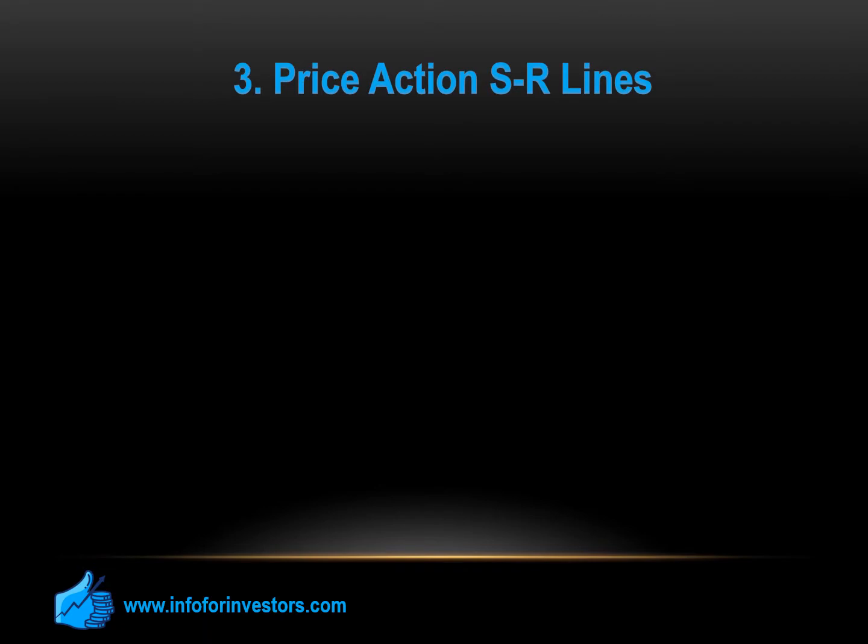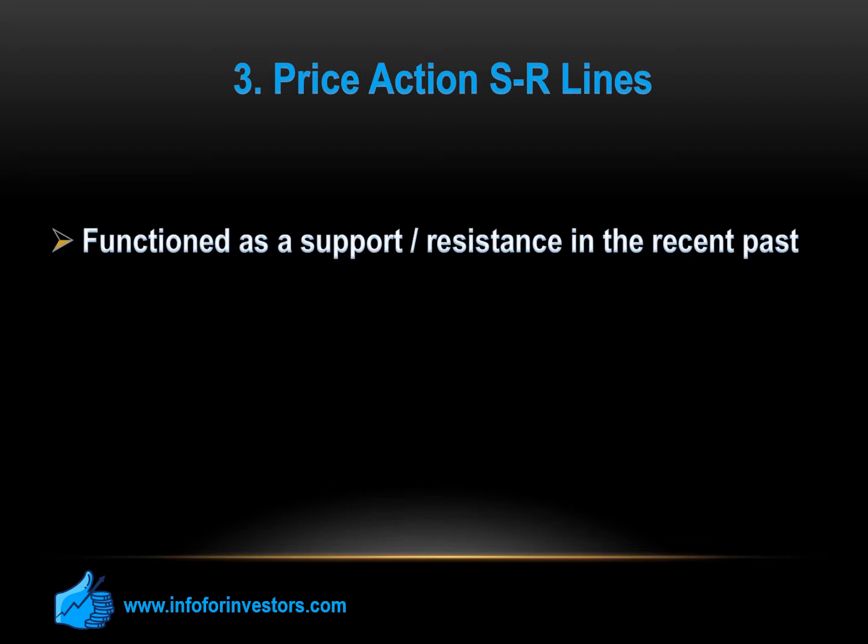The third way we can define support and resistance is by price action S&R lines. We can determine price action also according to where support and resistance occur. If a particular price level has functioned as a support or resistance level in the recent past, it's likely that traders will respect those levels with prices attached to them.